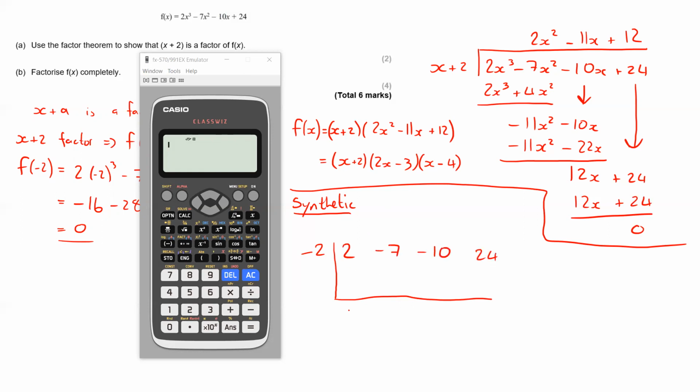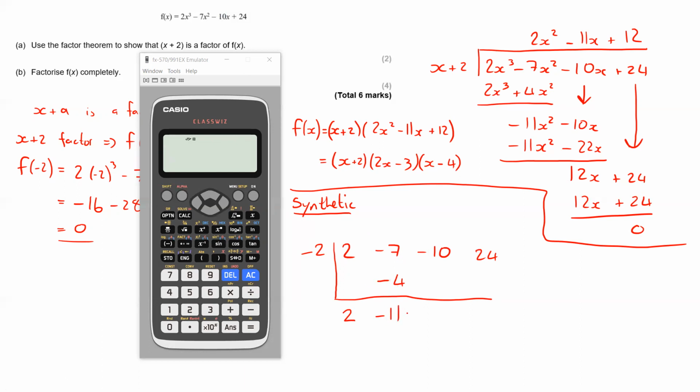This 2 comes straight down. Then you do minus 2 times this 2, which is minus 4. And then you add these. So minus 7 plus minus 4 is minus 11. That then comes down to here.